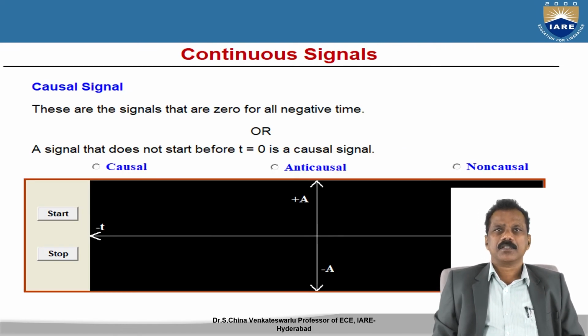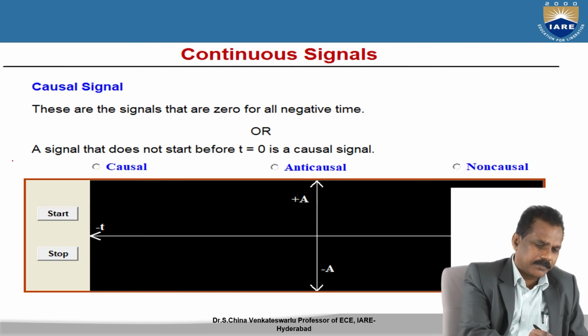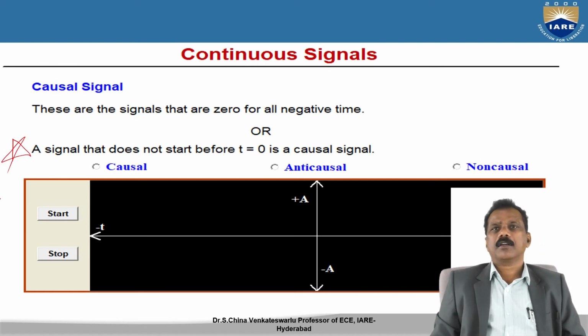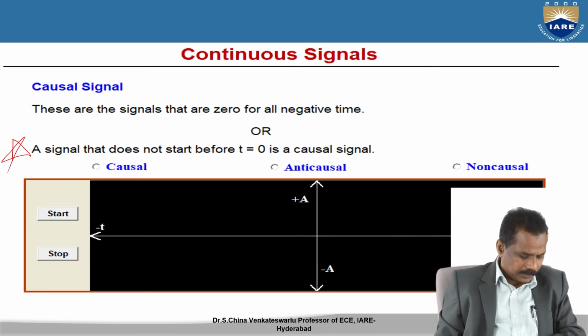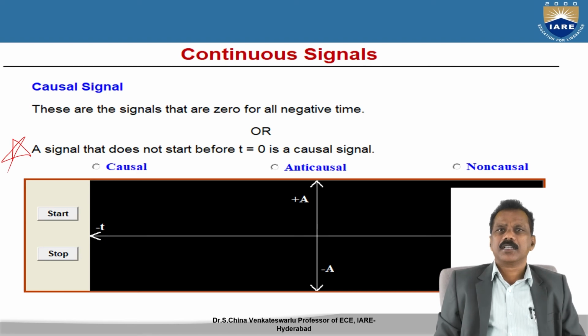Next, under continuous causal signal, these are the signals that are zero for all negative time, or we can consider a signal that does not start before t equal to 0 is a causal signal. It's an important concept there. So we want to manipulate the signal under digital signal processing. A signal that does not start before t equal to 0 is a causal signal.